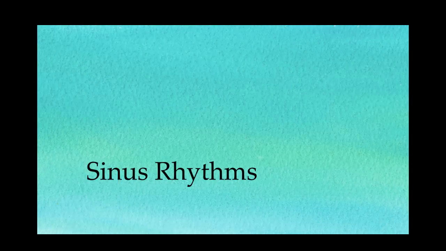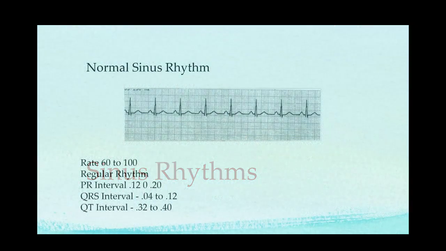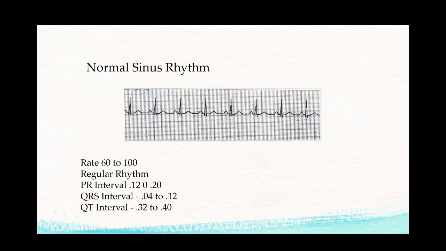So first we have sinus rhythms. If we have a rhythm and we call it a sinus rhythm, that means it is originating from the SA node. Normal sinus rhythm. Again, assume any strip that you see is a 6-second strip. And so with a normal sinus rhythm, we have a rate between 60 and 100.